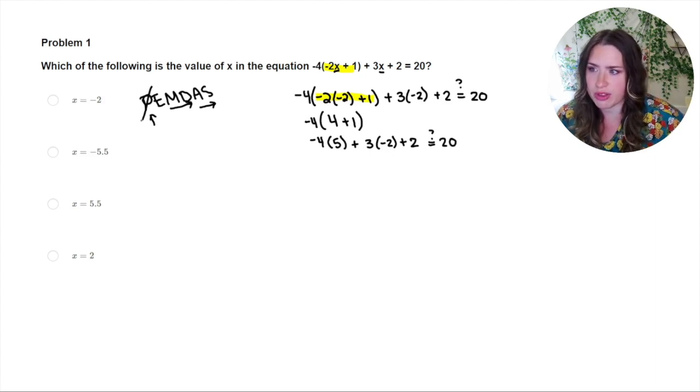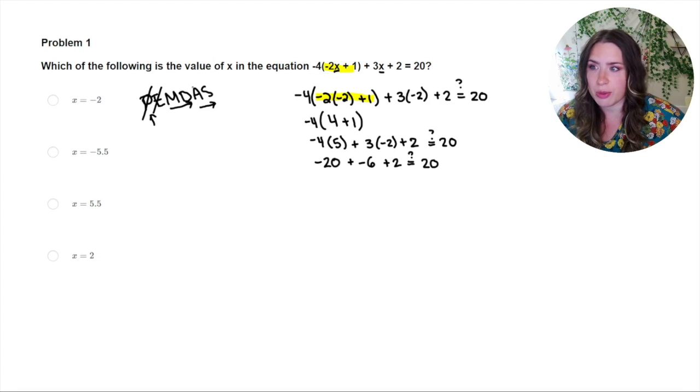So now that we're done with parentheses, there's no exponents, so we're moving on to true multiplication from left to right. So we're multiplying -4 times 5, which is going to be -20. Now I'm not adding 3 to that. I'm not making that -17 because I'm still working on multiplication. I haven't moved to addition yet. So 3 times -2 is going to be -6. So we are adding a -6 to that. And then I'm just going to write the +2. And again, we're seeing, does that equal 20?